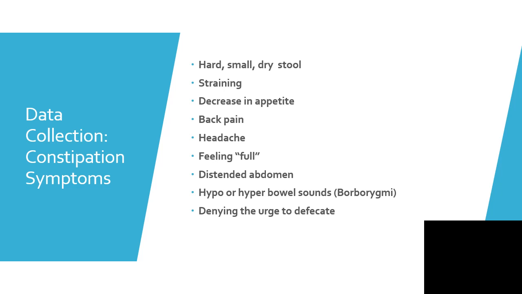So there's more specific data you need to collect if your patient is reporting constipation. What is the consistency of the stool? Is it hard, small, dry stool, what we sometimes call rabbit pellets? Has the patient been having to strain? Is there a decrease in appetite, back pain? Are they starting to get a headache now and a feeling that they're full? Abdominal distension. You'll see patients that look like they're almost pregnant because their abdomens become so distended.